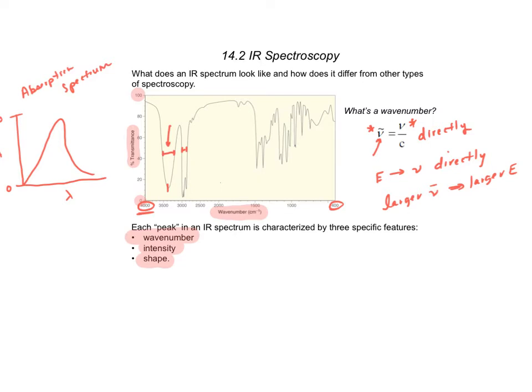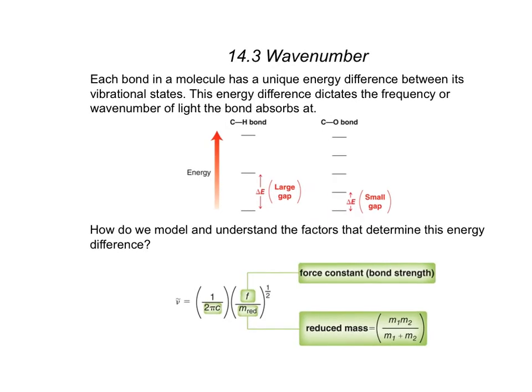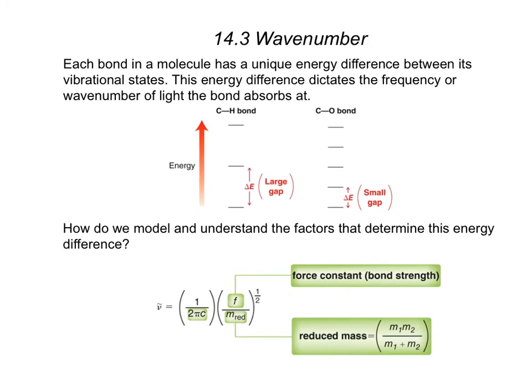Okay, so where do we start? We're going to start with wave number, right? So how do we know what type of bonds we're looking at depending on what wave number they're absorbing light at? Okay, and again, higher energy part of the spectrum, lower energy part of the spectrum. Depending on the bond, depending on the atoms that are attached to the bond, we're going to actually have different energies, and that's going to tell us a lot with respect to where we're going to absorb in the IR spectrum, right?